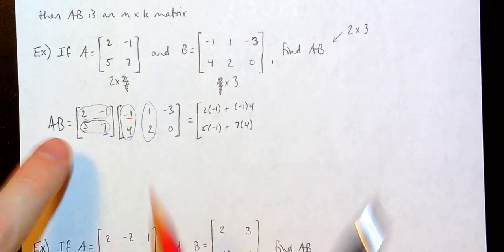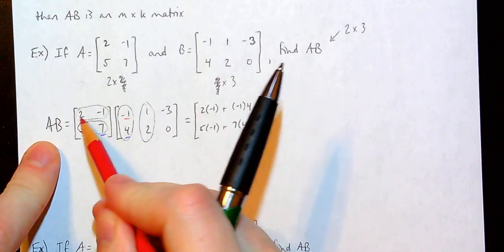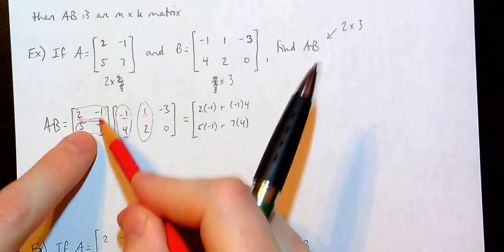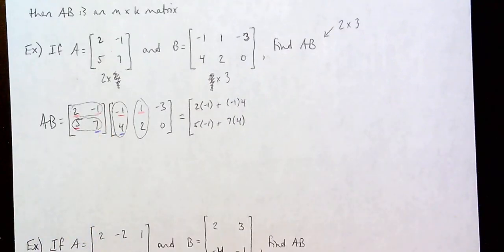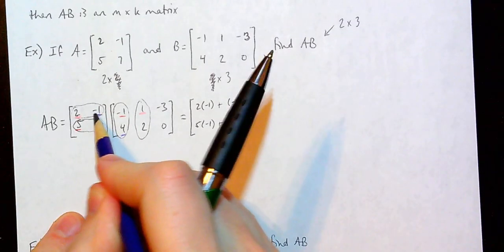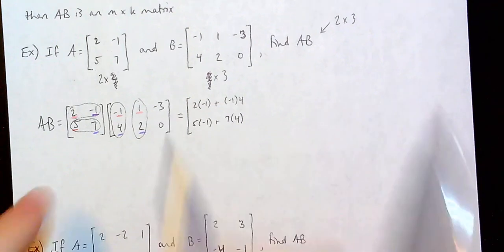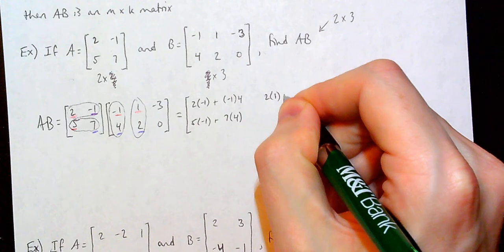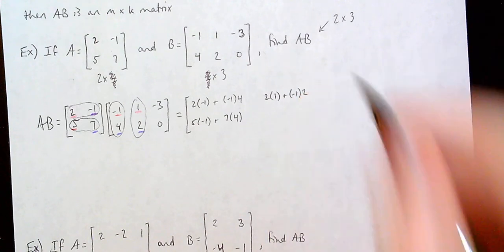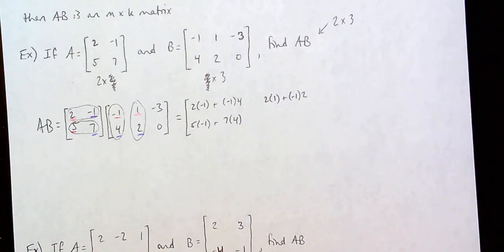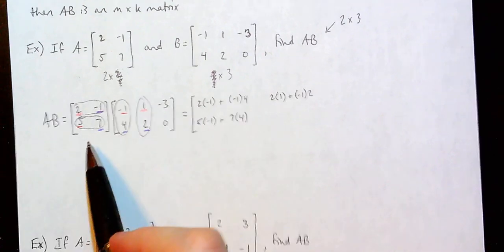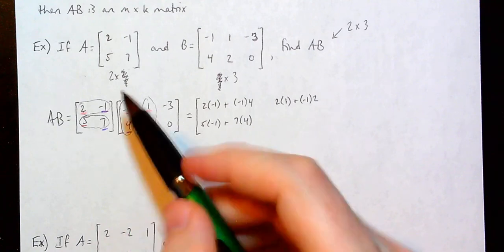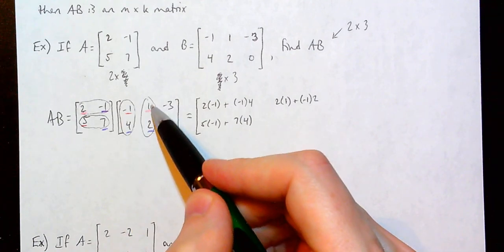So again, product of the firsts plus the product of the seconds. Switching between colors here. So 2 times 1 plus -1 times 2. When we work with the rows, we're always going from left to right. When we're working in the columns, we always go from the top down.